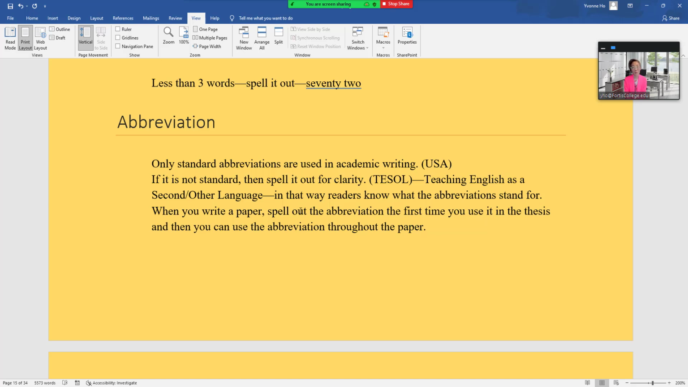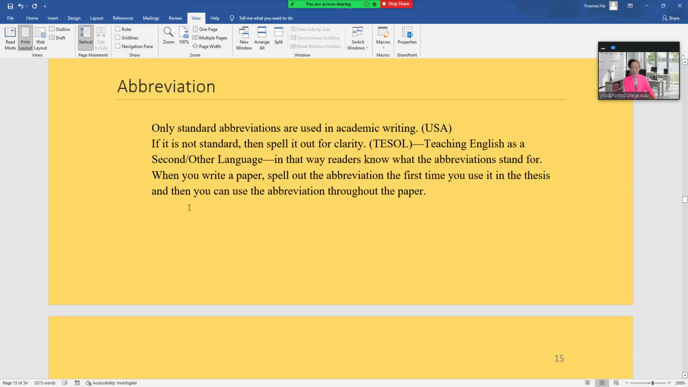When you write a paper, spell out the abbreviations the first time you use it in the thesis, and then you can use the abbreviation throughout the paper. My English teacher used to say, always assume that your reader is stupid, or always assume your reader doesn't know anything, and it's better to spell everything out in advance than just assume the reader knows what's going on. Most likely the readers don't know what's going on because they're not experts in your field.